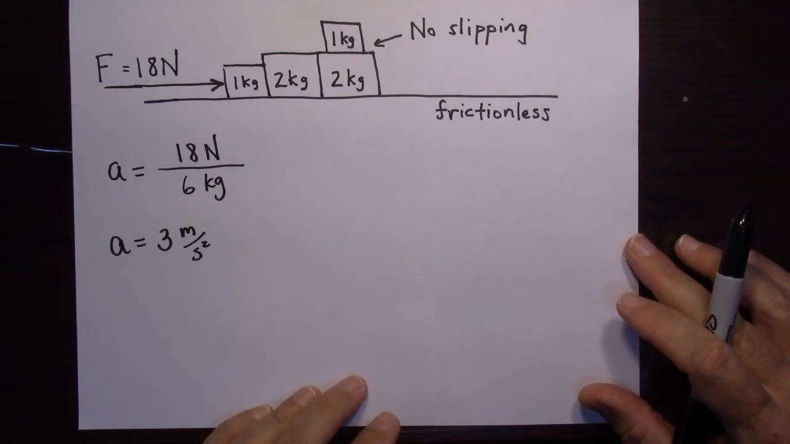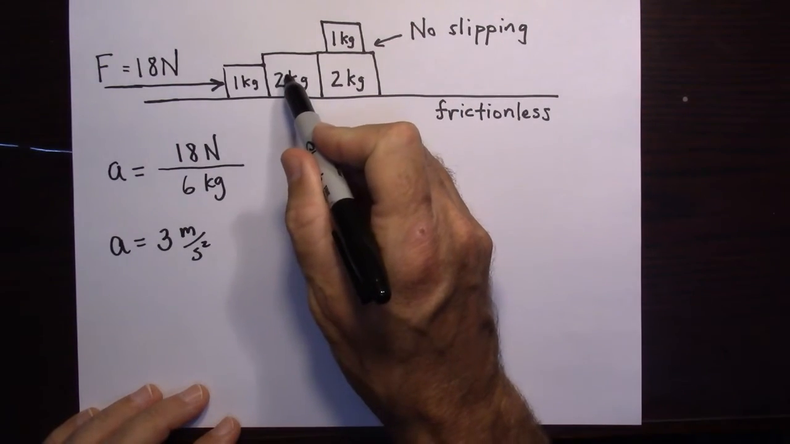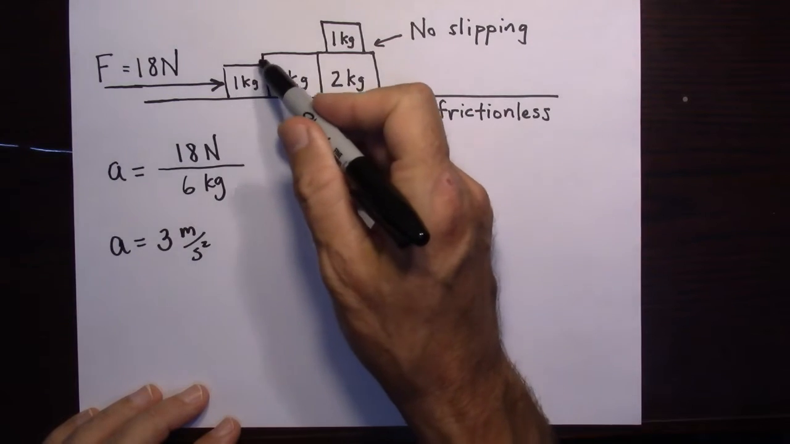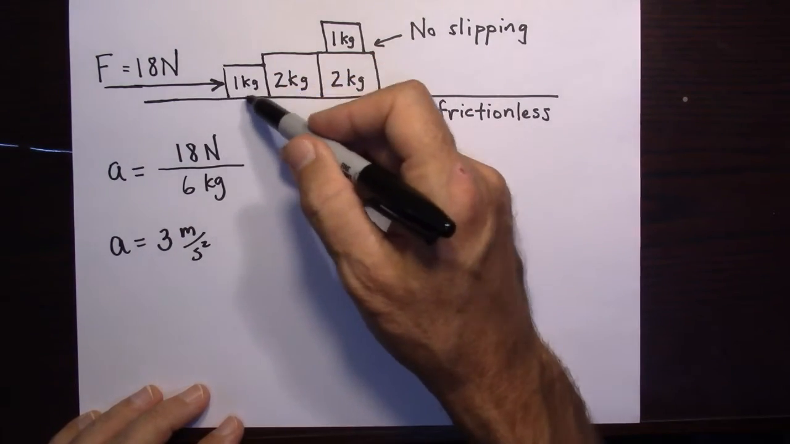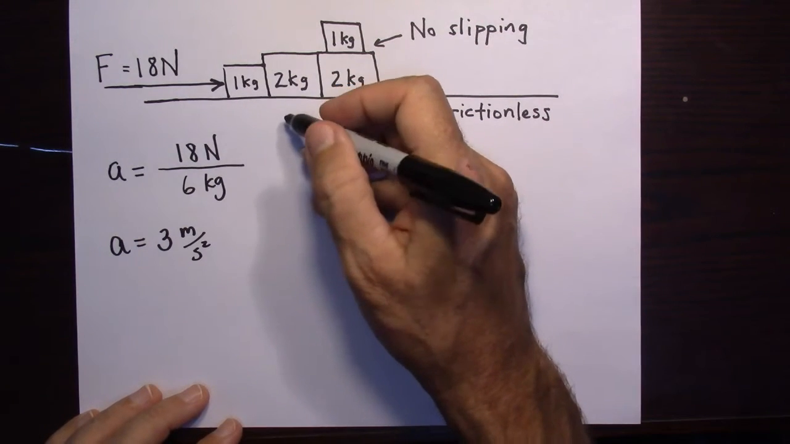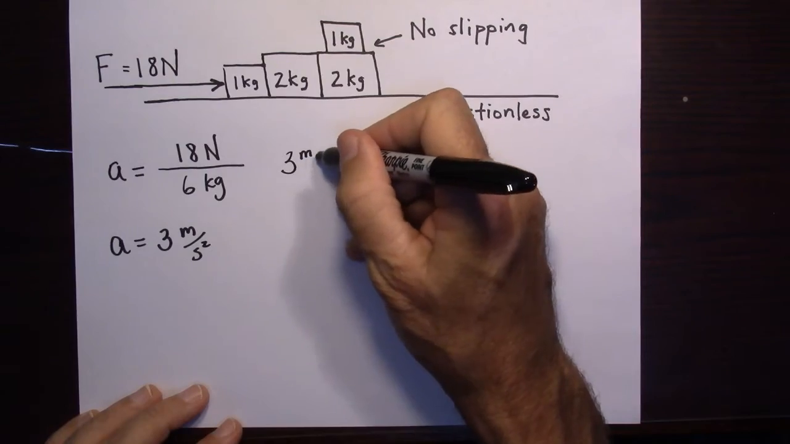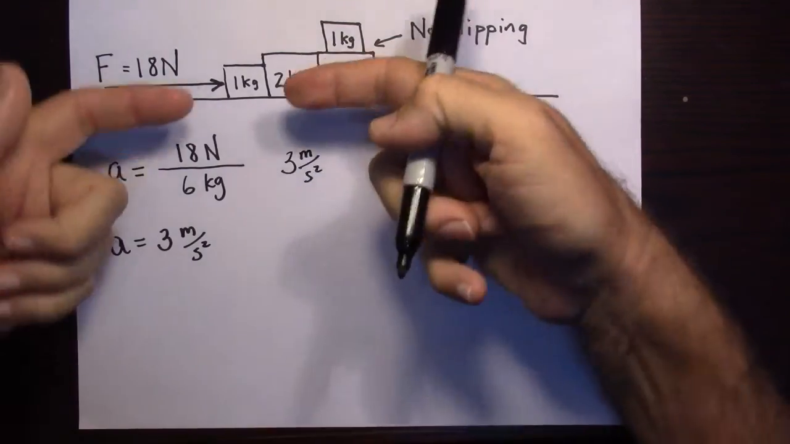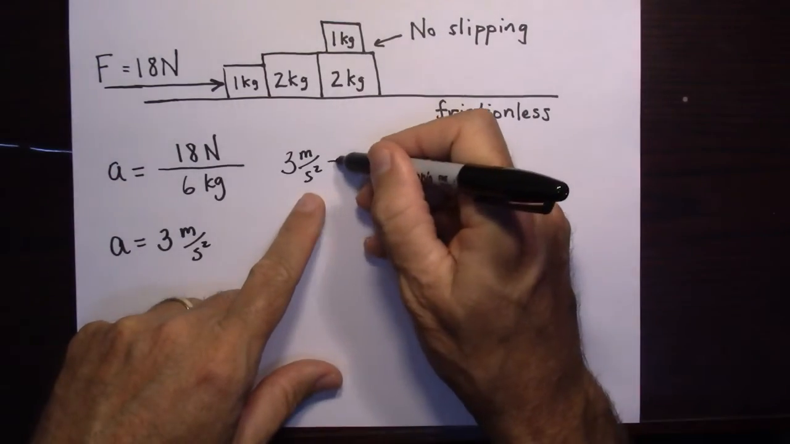Okay, so to get the force that the 2 is going to push on the 1 with, let's have just the 1 be our system. So I'm just going to focus in on the 1. That's going to be our system. I know the acceleration of the 1 kilogram block is 3 meters per second squared. So I'm only looking at this guy.